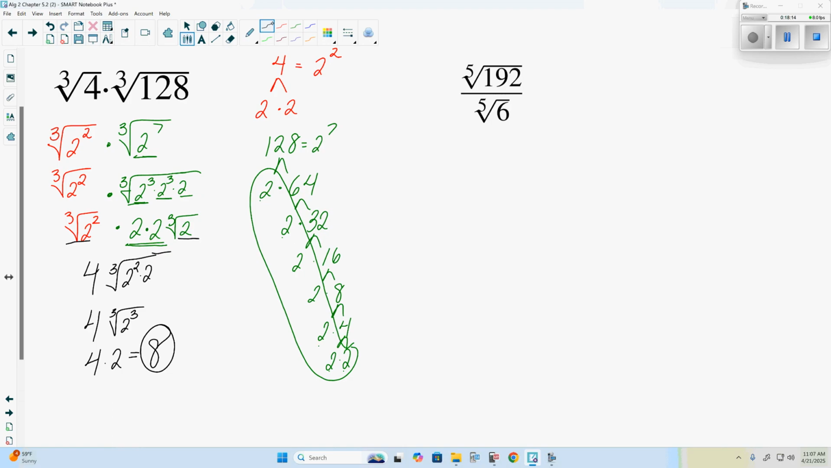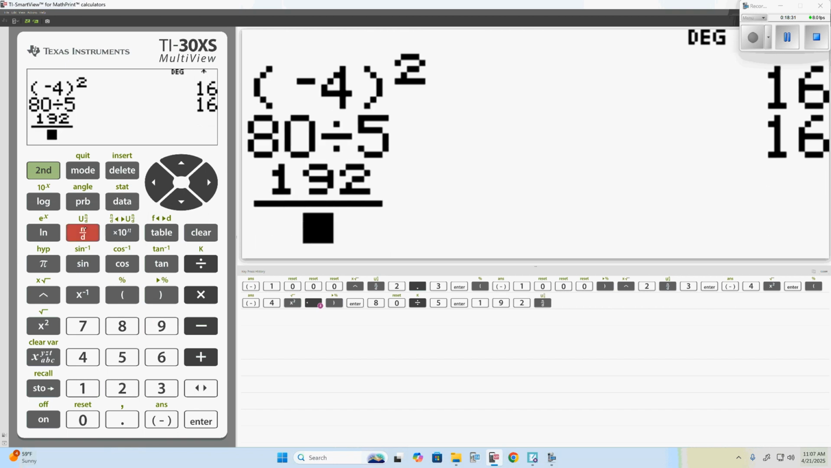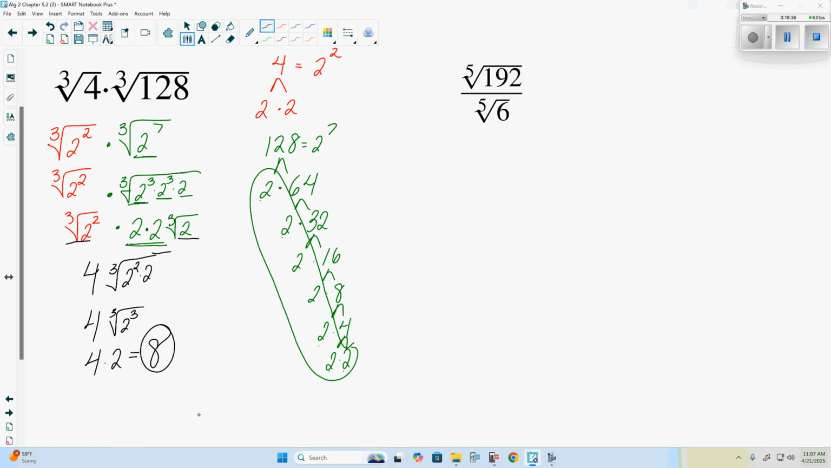Now, if we look at the next one, the 5th root of 192 over the 5th root of 6. Now, what would be very nice is if 192 is divisible by 6 evenly. If we can divide it evenly, it's going to make this work out a lot nicer. Well, 192 over 6 is 32.